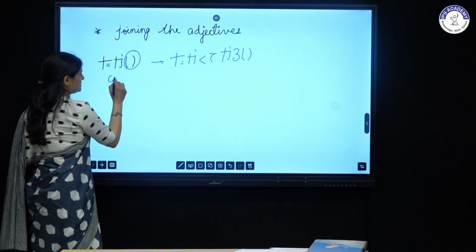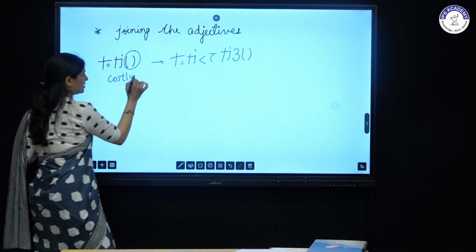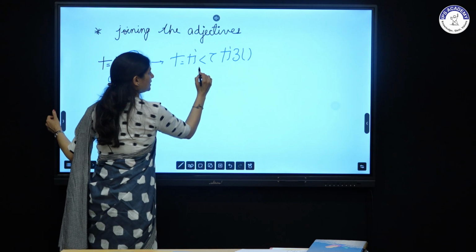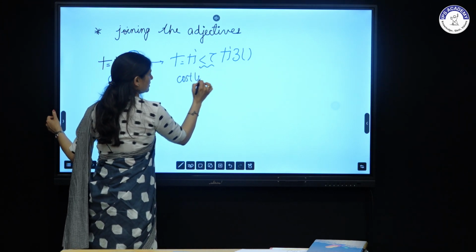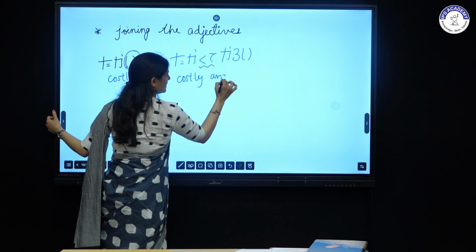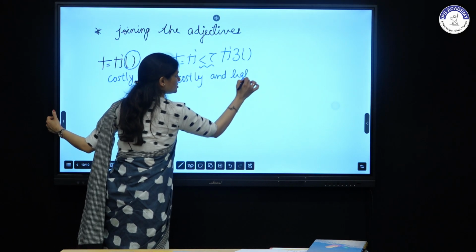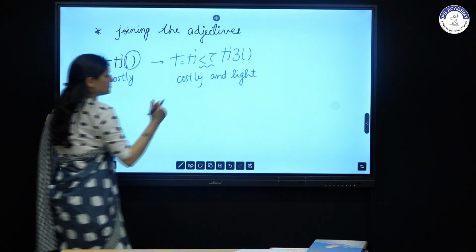So takai means costly and takakute karui means costly and light in weight, when it comes to the weight of an object.